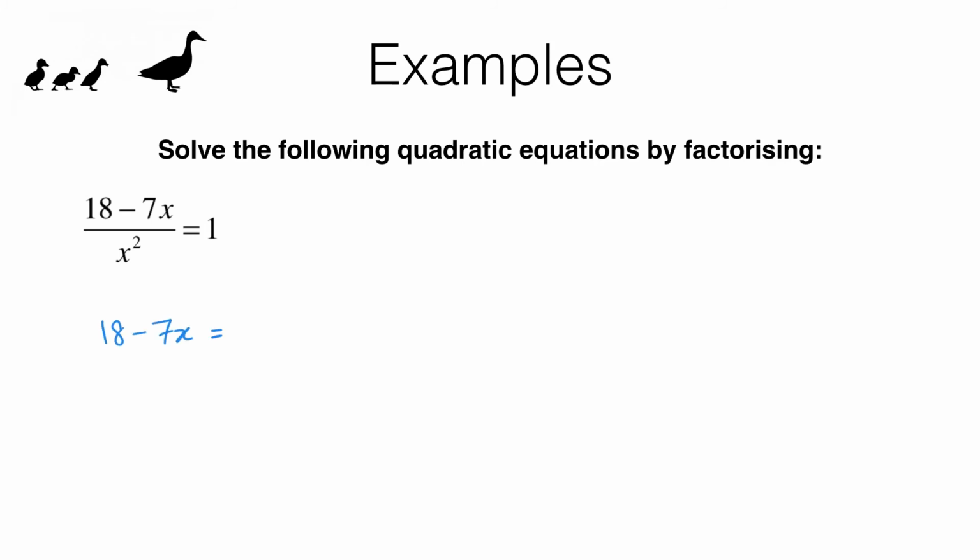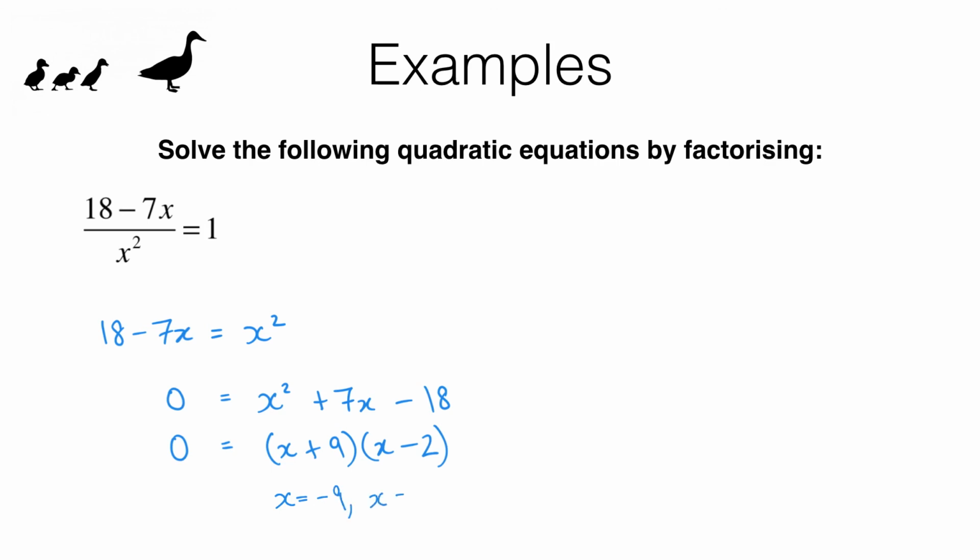And on the right hand side, I would have this 1 multiplied by x squared, which just gives me x squared. Now I'm going to collect all of the terms on the right hand side here. So I'm going to have 0 on the left. I'll have x squared plus 7x minus 18 on the right. Now this expression on the right factorizes into x plus 9, x minus 2, which means my solutions are x equals negative 9, x equals 2.